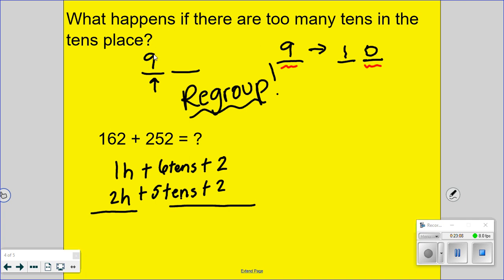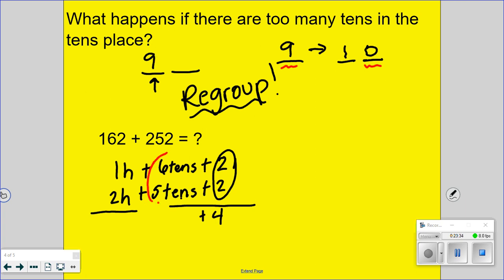Now I'm going to add my like units. I'm going to add all my ones up. 2 ones plus 2 ones is 4. Did I need to regroup? No, I don't have to regroup. It's fine. 4 ones can go there. Everything is fine. All right, let's go to our tens.